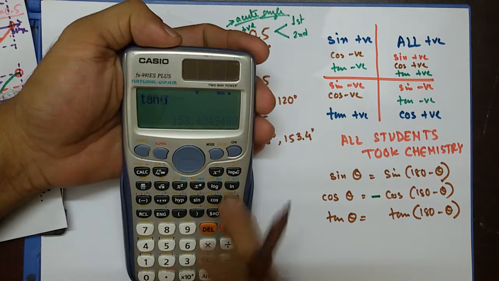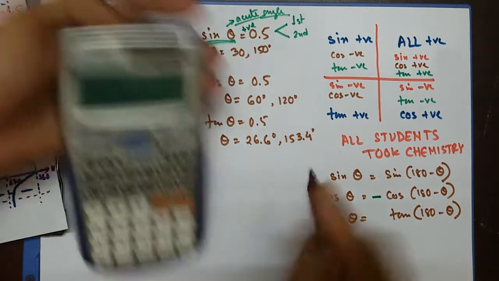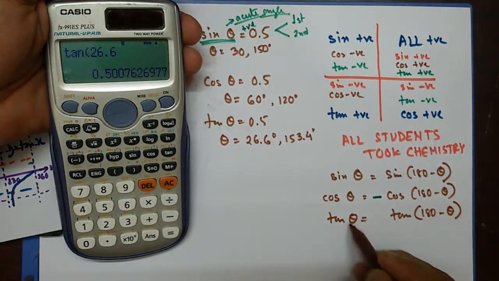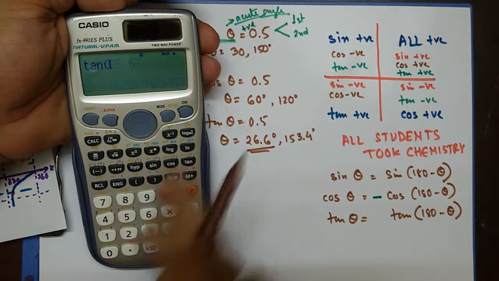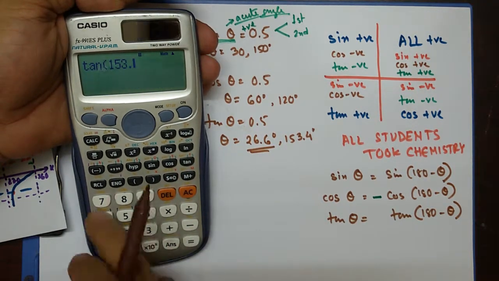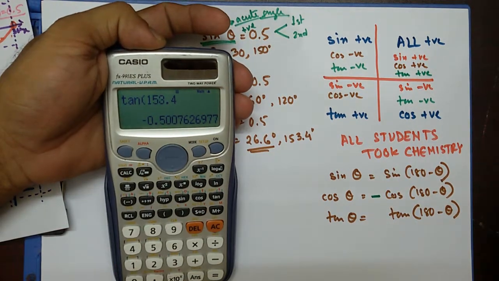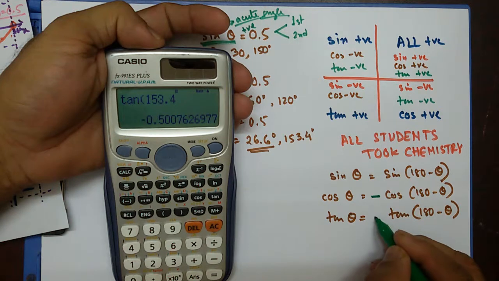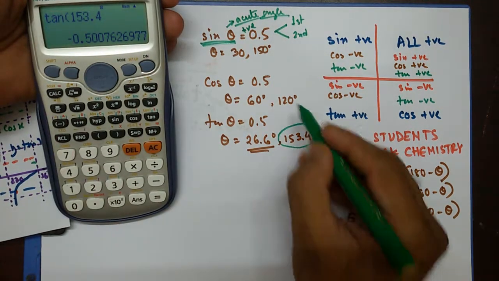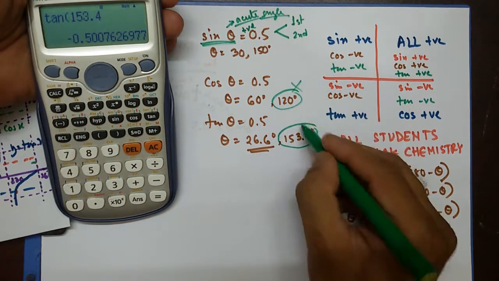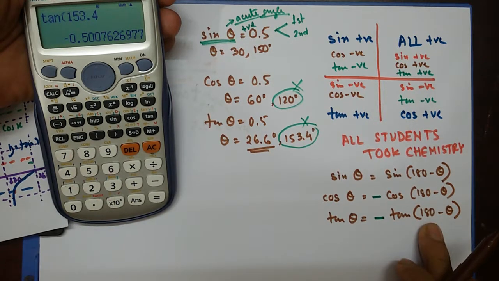Now tan 26.6 is 0.5, that means that one is okay for this value. And whenever I have tan 153.4, that gives me again 0.5 with a negative sign. So same as before, I'm going to introduce a negative sign over here. So this value is not correct and this value is not correct. We have to find some other way of doing this. Okay, this is okay if I do it this way.